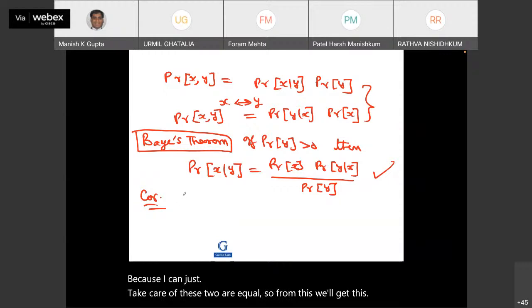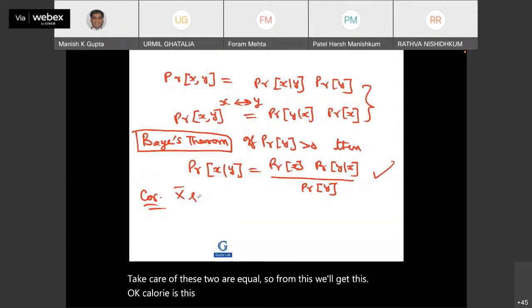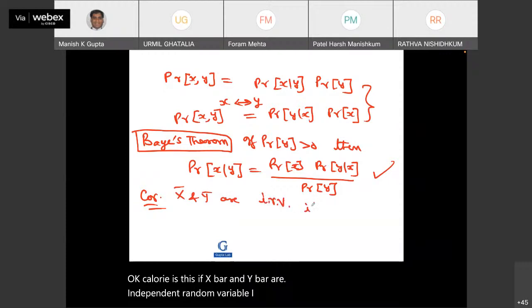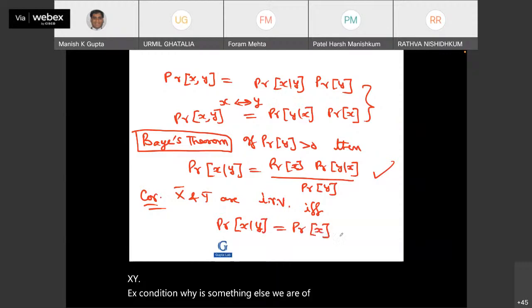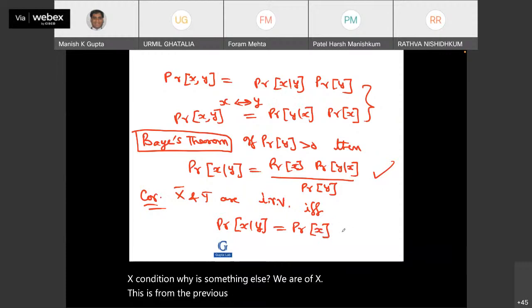Okay, the corollary is this. If X and Y are independent random variables, IRV, if and only if Pr(x|y) is the same thing as Pr(x). This is from the previous result, right? For every x in X and y in Y. Okay, so this is the Bayes theorem.